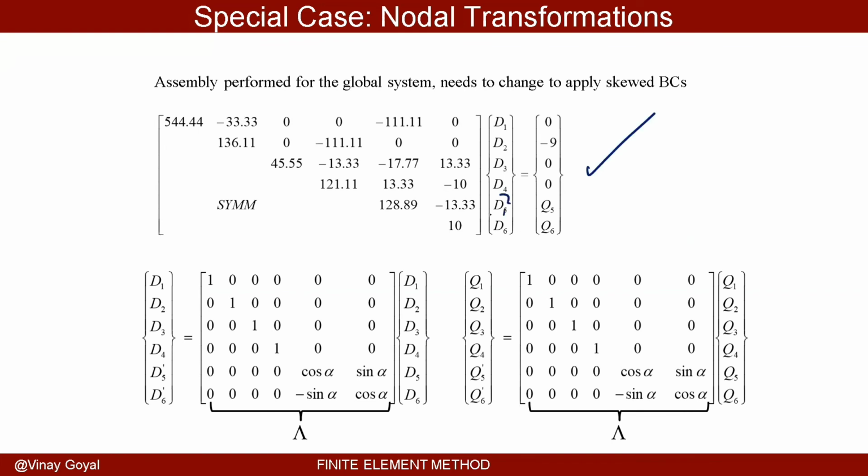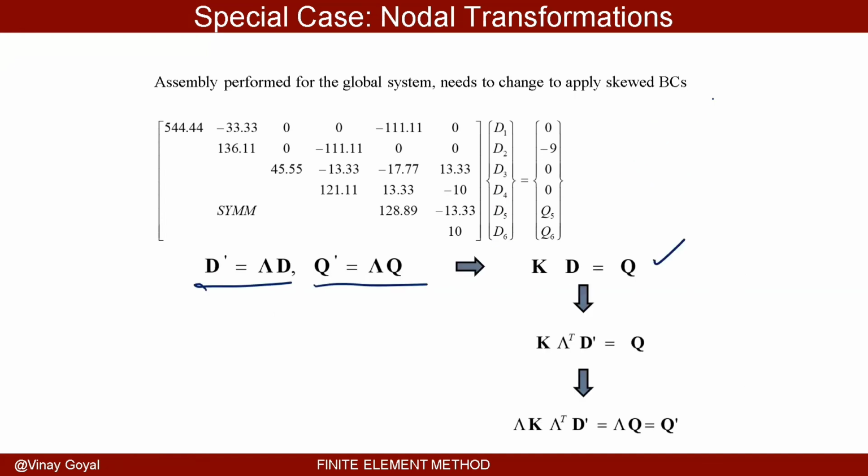Notice I didn't impose any boundary conditions yet. I don't know what to do with it, so I didn't put zeros. I didn't eliminate these boundary conditions because I don't know what to do with a skewed roller, right? That's moving this way. So I left them there, right? So I know KD equals Q from the original equation.